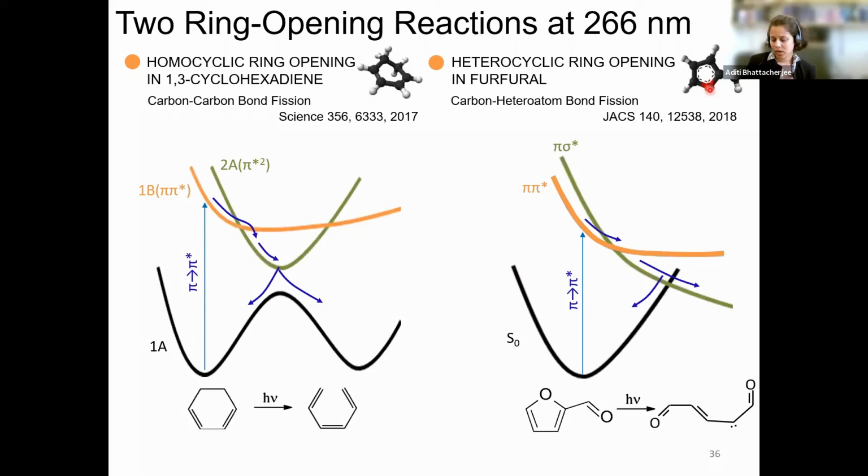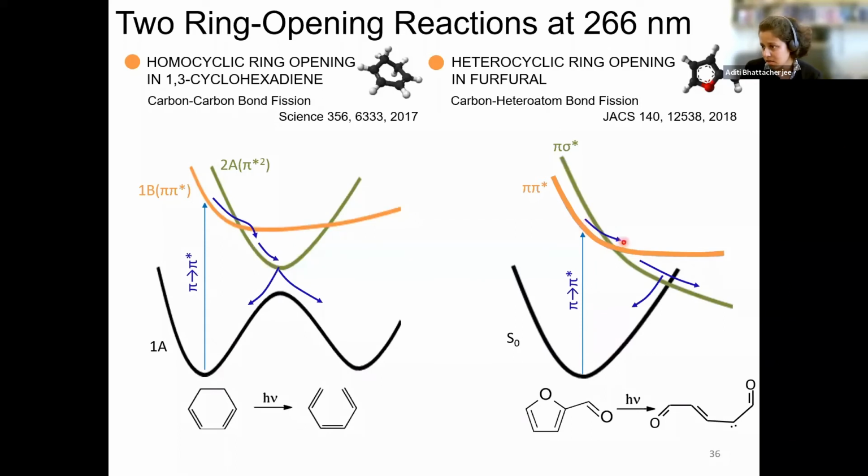A convenient starting point is always the potential energy diagram. The left, I've already discussed before. What I will do for this case, because I'm running out of time, is just discuss the similarities and the differences between the two. The similarity is that the initial 266 nanometer excitation populates a pi star excited state.